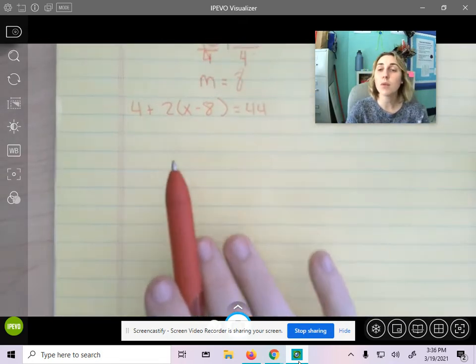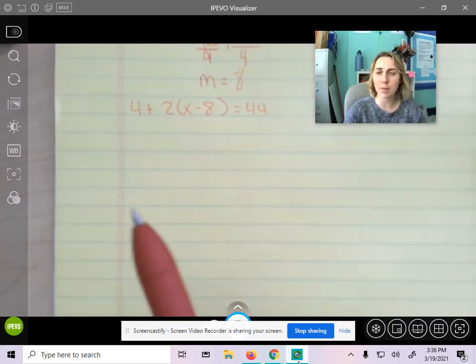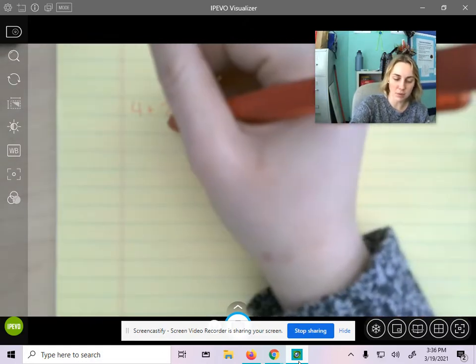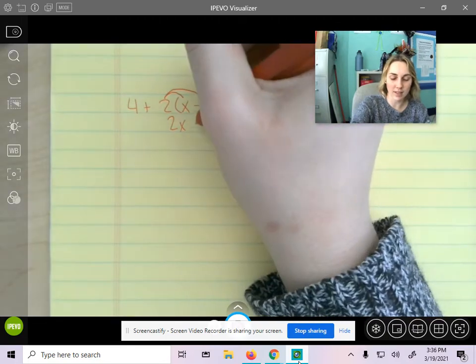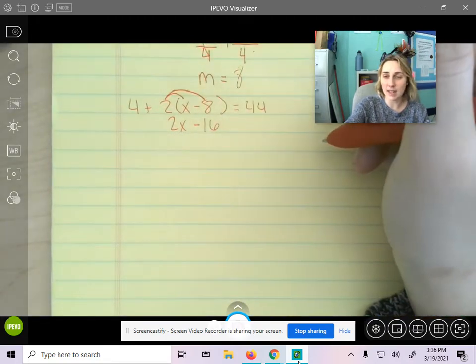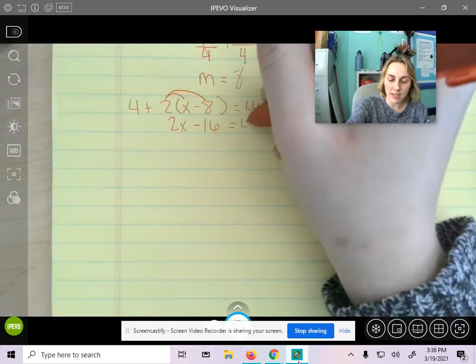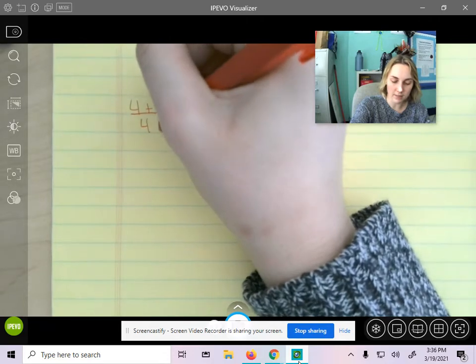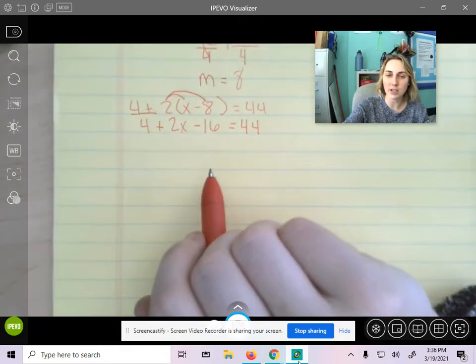Okay. So according to your notes, you have to distribute first. So in this case, we can use the distributive property, so I'm going to do that first. 2 times x is going to leave me with 2x. 2 multiplied by -8 is going to give me a -16 because a negative times positive is a negative number. And I'm going to go ahead and bring down this is equal to 44, and I'm going to bring down this 4 plus.